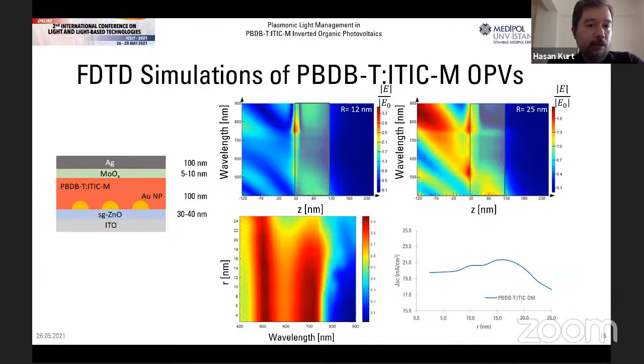And then we actually simulate the device using numerical finite difference time domain simulations. And we try to extract the external quantum efficiency as well as the short circuit current. And the short circuit current shows us two maxima at 10 nanometers and 15 nanometers.